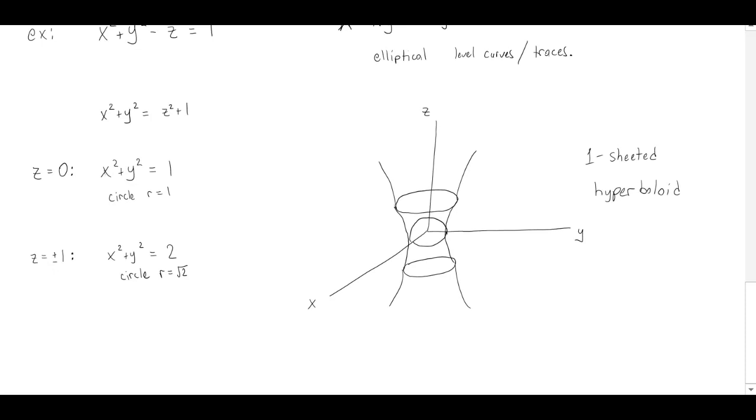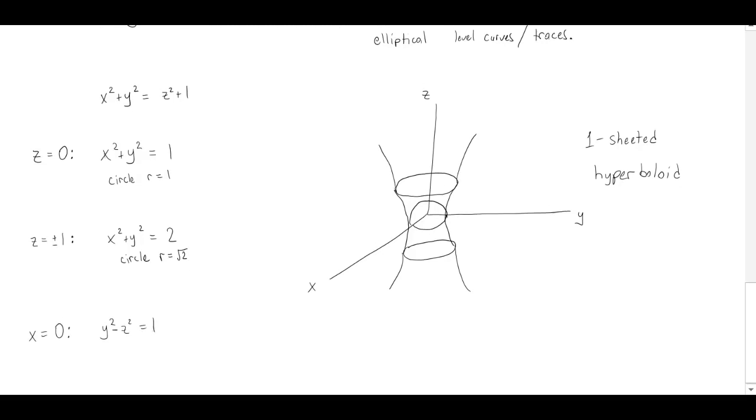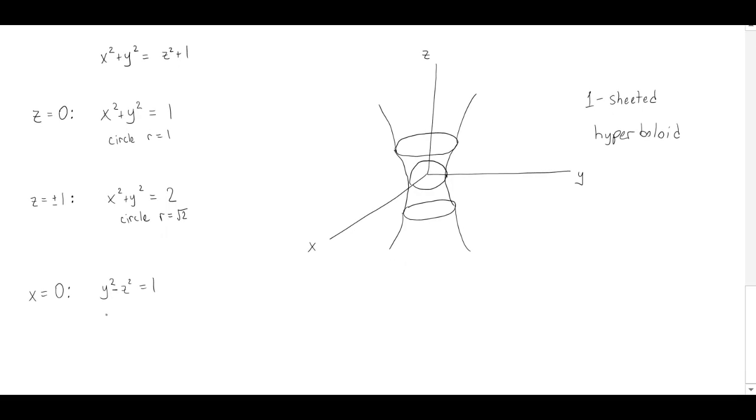And then to see why we call it a hyperboloid, if I look at the x equals 0 case, so if we plug in 0 into this equation, you're going to get y squared minus z squared equal to 1. You guys might be familiar with this type of equation, but it's the equation of a hyperbola.